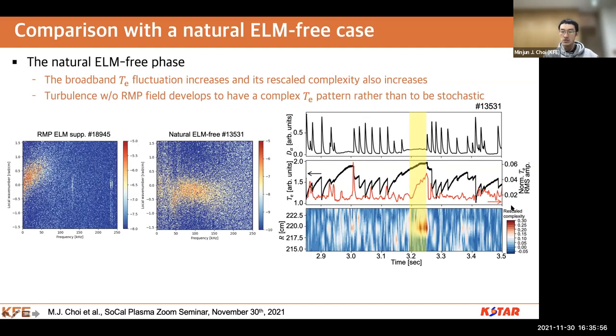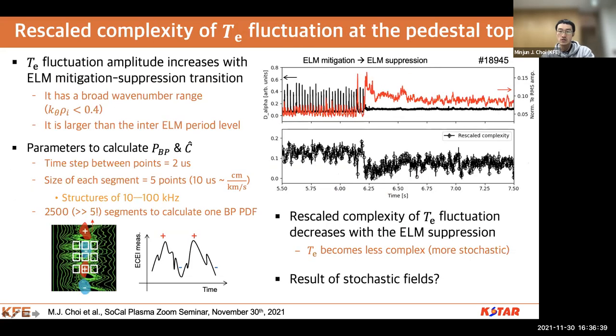And we analyzed the rescaled complexities, which is shown as a color in this plot, in the radial and temporal space. So this is time, and this is the measurement location, radial location, and this is around the pedestal top in this plasma. And as you can see here, when we have a strong broadband turbulence in the natural LM free phase, we observe an increase of this rescaled complexity. So the turbulence without RMP field develops to have a complex pattern rather than to be stochastic. So this is very different from the RMP LM suppression case, where the rescaled complexity decreased with the increased fluctuations.